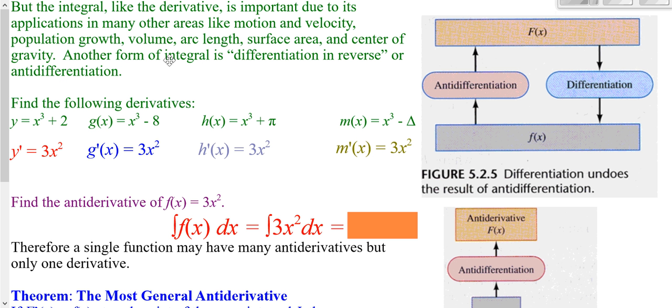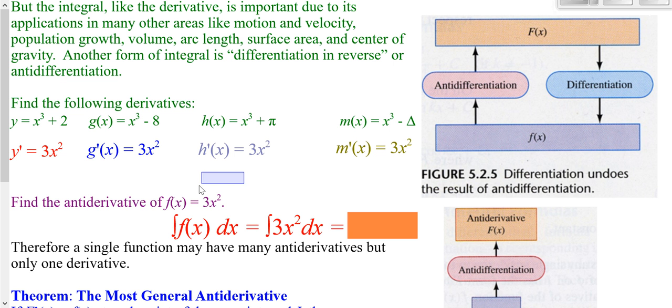So just like with taking derivatives, we can do the reverse derivative, which is called antiderivative or anti-differentiation. So if we consider this function here, y is equal to x cubed plus 2, and we do its derivative, we get 3x squared. The next one for g, we do its derivative, we also get 3x squared. When we're looking at h, we also get 3x squared because remember pi is a constant. Or looking at m here, we get 3x squared.